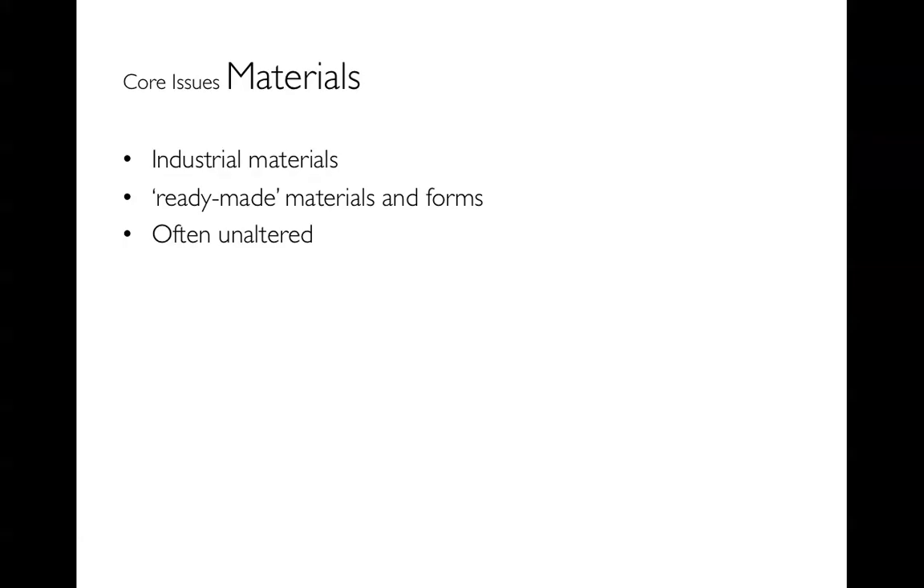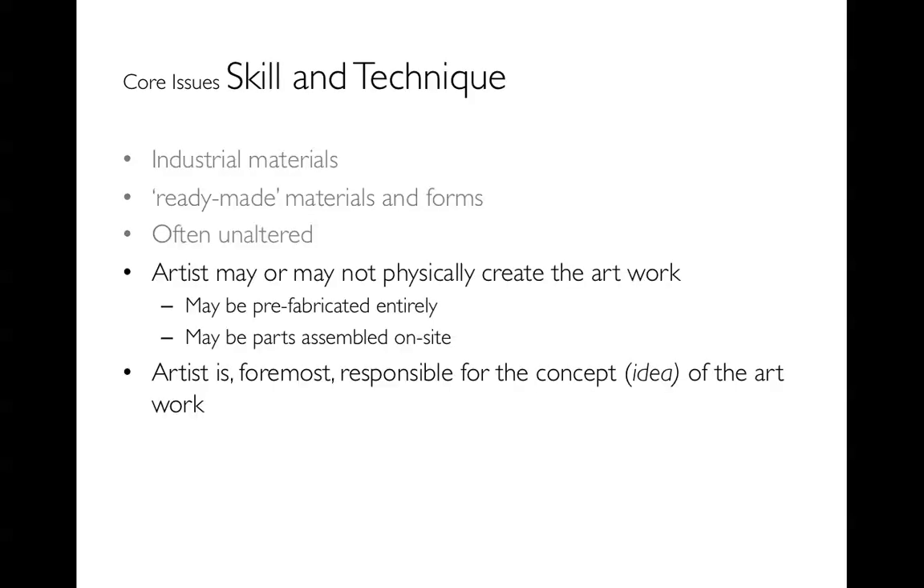So one of the biggest changes in terms of our core issues is that of materials. We've gone to industrial materials that are sometimes ready-made, meaning you might be able to go to Home Depot or call them in from a factory, and they're already made there for you, and the artist is just putting them together. And often unaltered. Not always, but very often unaltered materials.